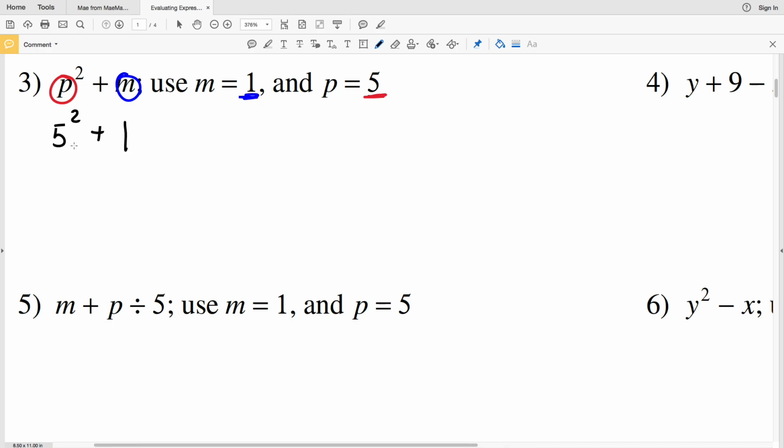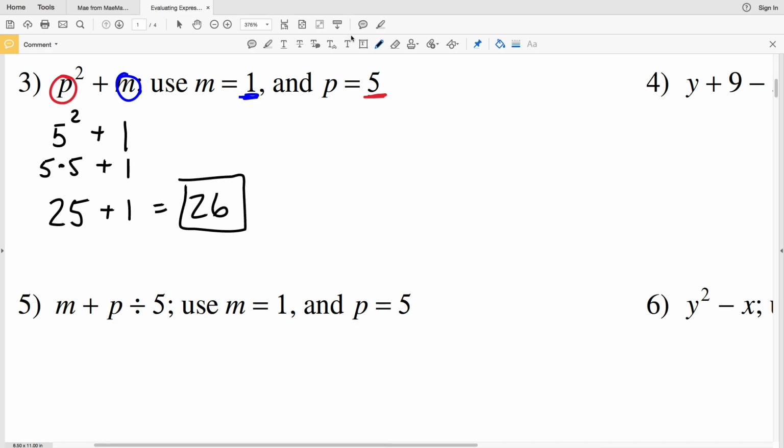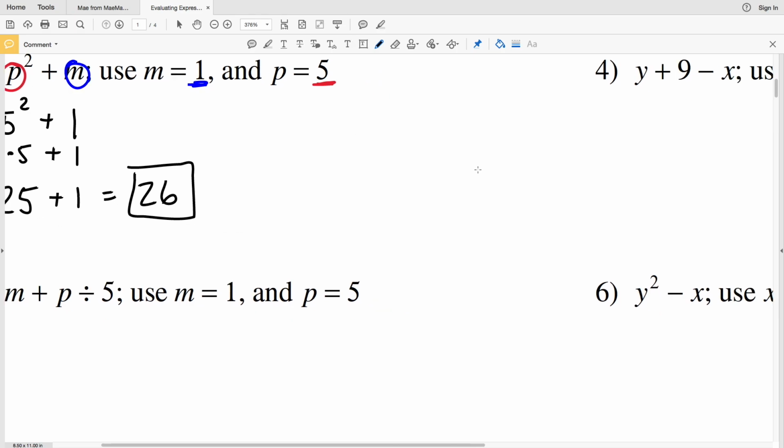Now according to order of operations, PEMDAS, we're going to do exponents before we do addition. So 5 squared is really 5 times 5. So if you need to think of that as 5 times 5, go ahead. So it's 5 times 5 plus 1. 5 squared is 25. So 25 plus 1 equals 26. So our answer to this question is 26. Let's move on to number 4.